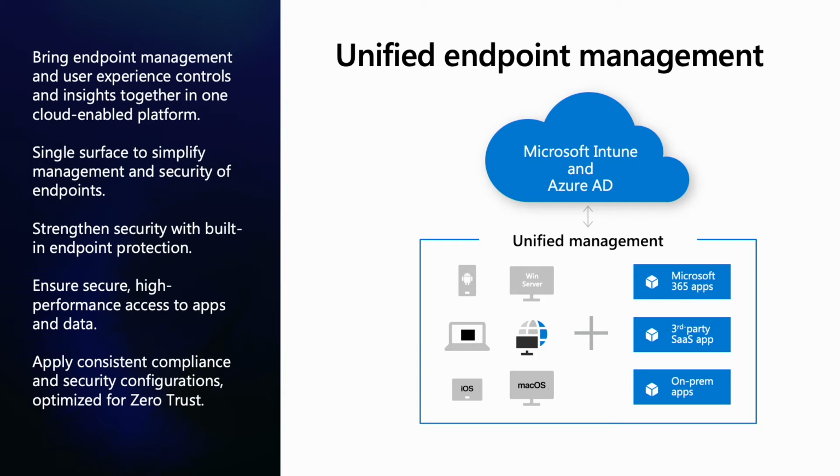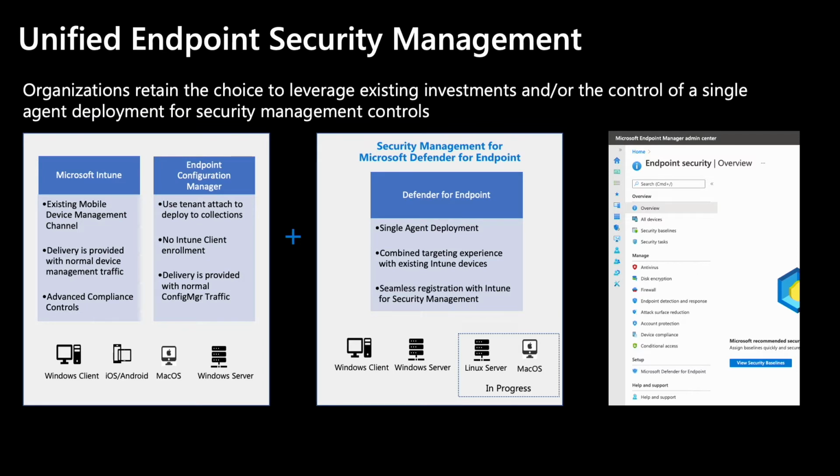One location where all of our management needs are met, and we were able to deploy and manage those configurations, settings, compliance values, etc. There are two main ways to get security configurations deployed to your devices. First, you can use Microsoft Intune or Endpoint Configuration Manager. These are existing management channels for devices today, and you can deploy security configurations directly from the cloud on either of those entities.